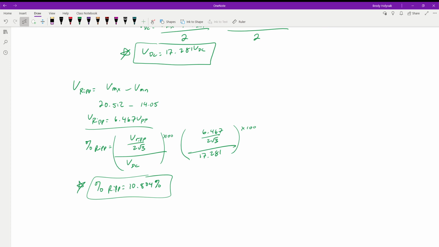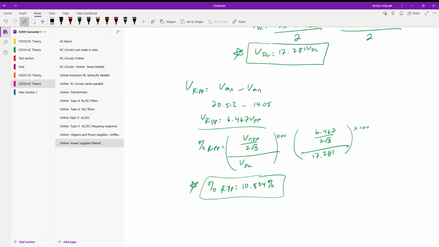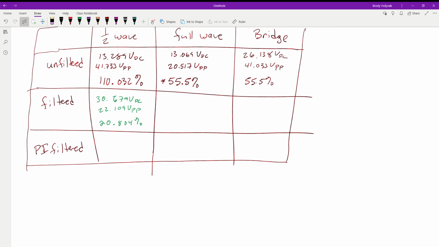So now that I have those values, I'm going to put those back into our chart so we can compare and talk about them. So here we ended up with 17.281 volts DC. We had 6.467 volts peak to peak of ripple, which translates to 10.804%.